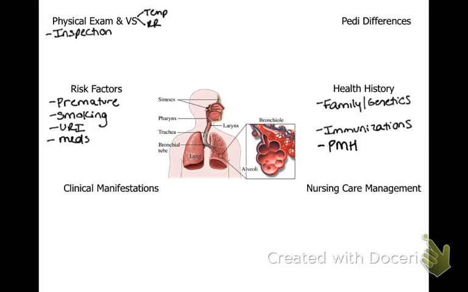Inspection is going to be huge as part of your physical exam. What does the child look like? Is the chest symmetrical? Do we notice any cyanosis? Do we note any clubbing? Do they have a cough? Are they retracting? Do they appear dehydrated because they're so tachypneic, they're blowing off? Remember we talked about fluid and electrolytes and how they can blow off a lot?